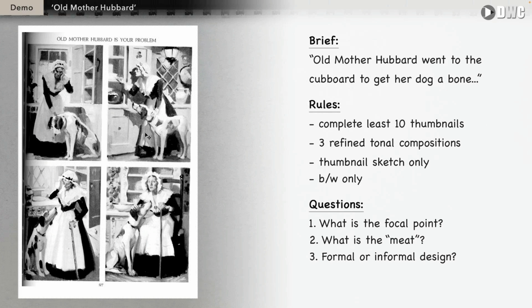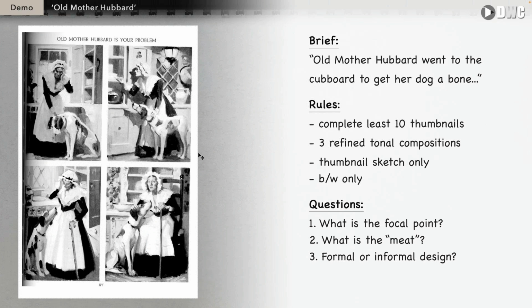Basically, a woman named Old Mother Hubbard went to the cupboard, which is the kitchen, the pantry, the place in the kitchen where you store your food. She wanted to get her dog a bone. And when she got there, the cupboard was empty and the dog doesn't have a bone. Oh, that's a sad story. Old Mother Hubbard went to the cupboard to get her dog a bone. And when she was there, she discovered it was bare.